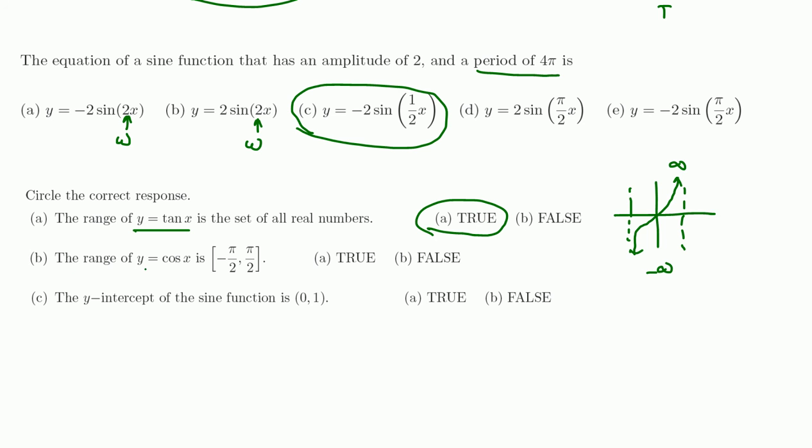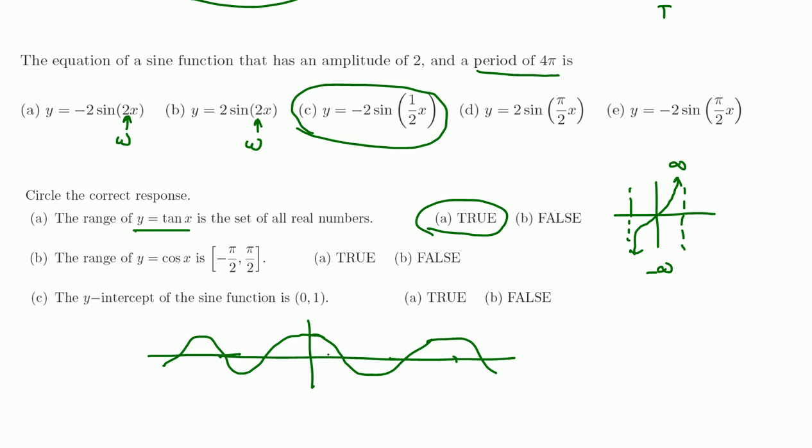The range of y equals cosine x is negative pi over 2 to pi over 2. Let's look at the cosine function. If we graph y equals cosine x, we get this. It goes on forever horizontally, but vertically it goes at most 1 and at least negative 1. So the range is in fact negative 1 to 1. So this is not true, this is false.